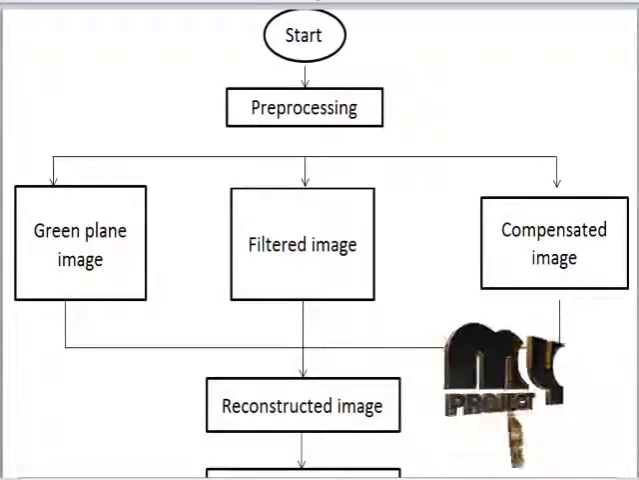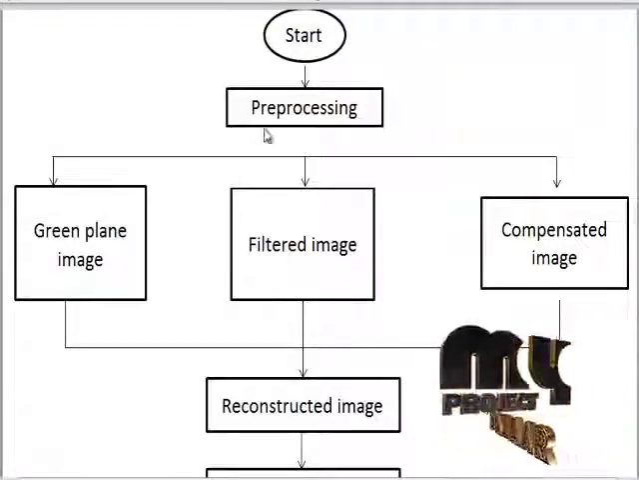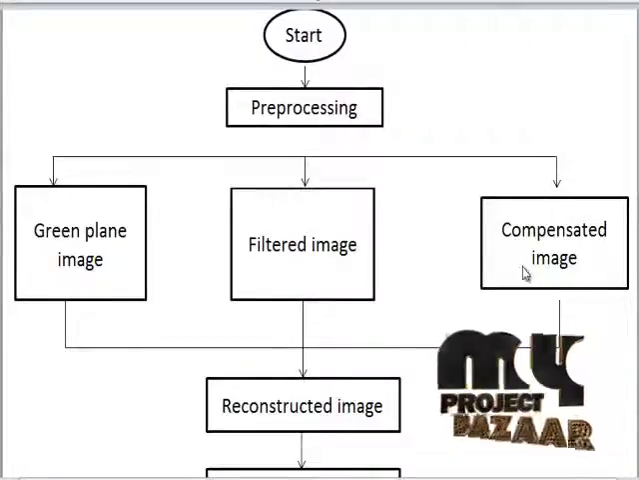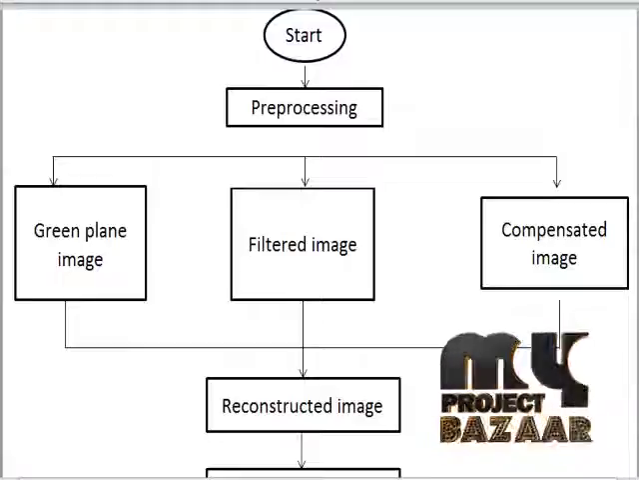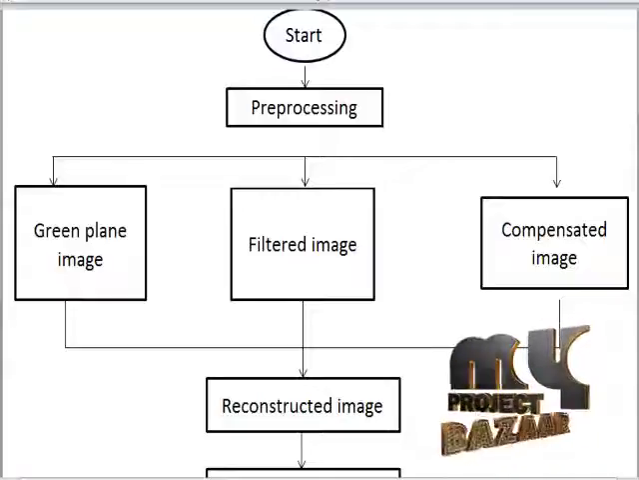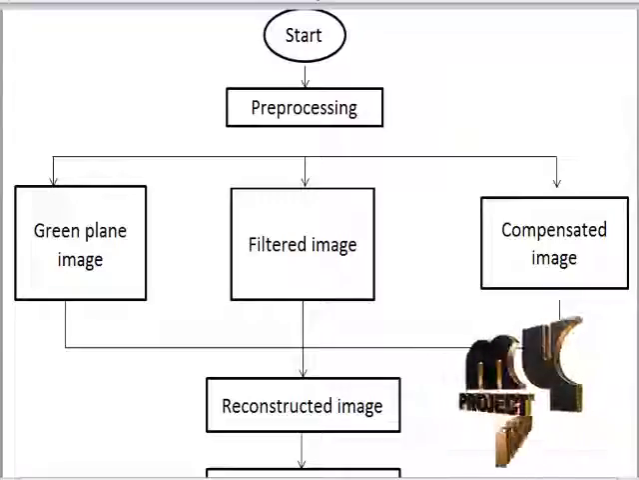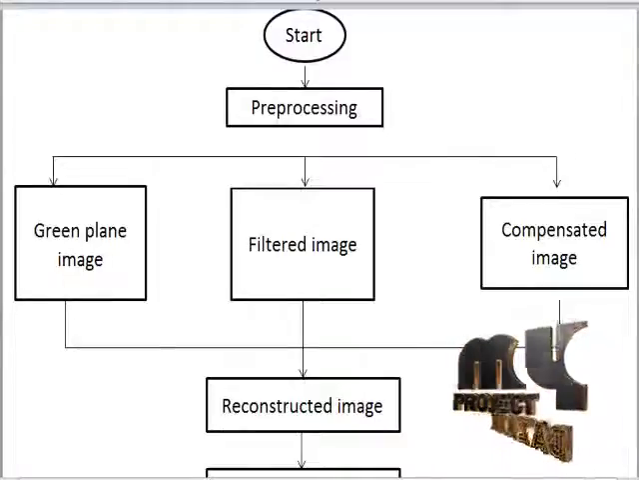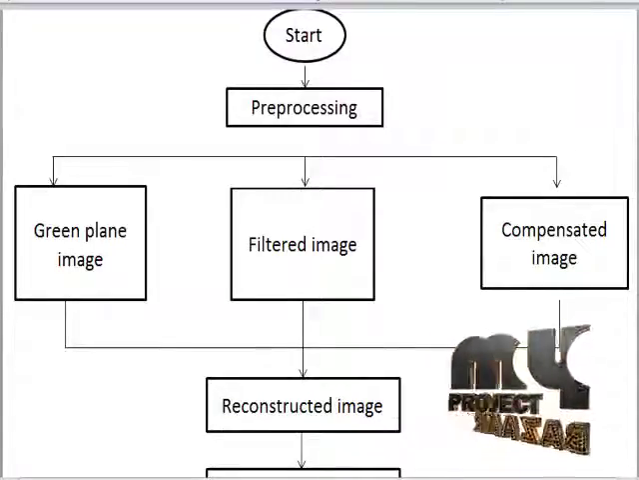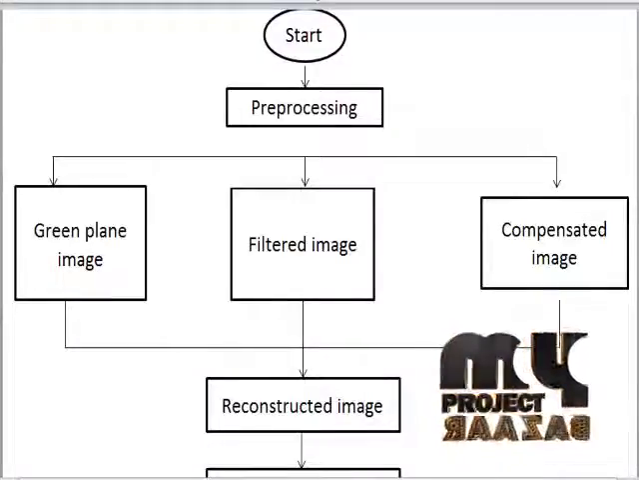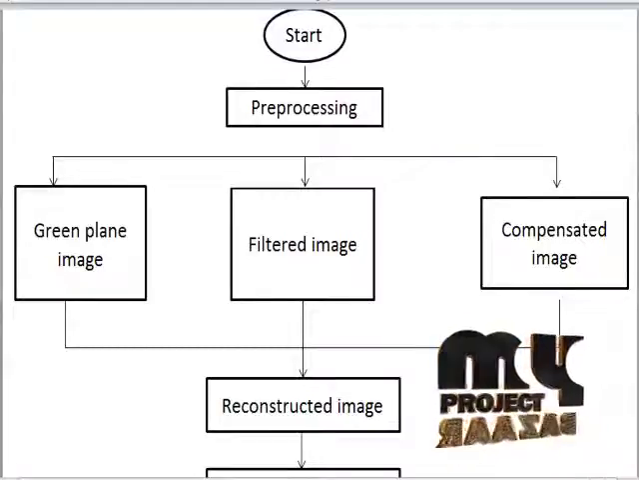Let us see the flow diagram for this process. First, pre-processing. Here we are getting the green plane image, filtered image and compensated image. First, the input image is represented in the green plane image. The green plane image reduces the effect of the intensity variation. Then the image is filtered using a median filter for smoothening the image. After that, we get the compensated image by normalizing the green image.